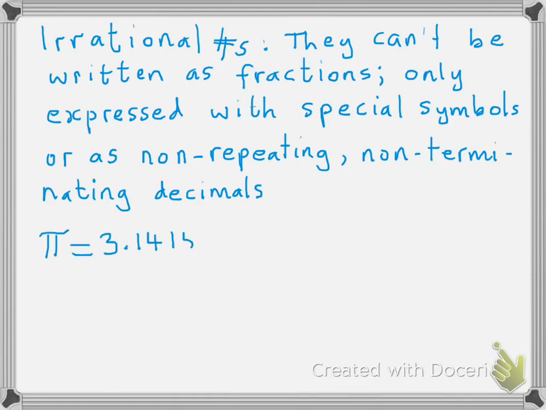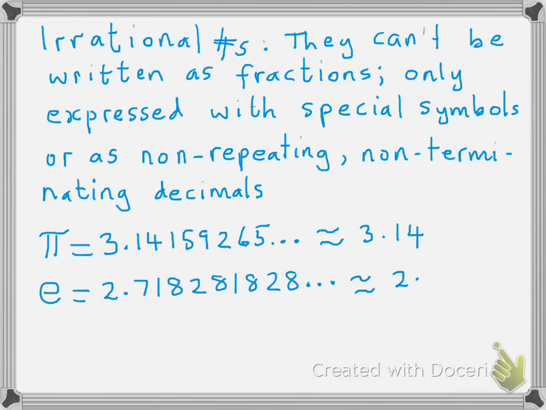You have probably heard of the number pi. That's a good example of an irrational number. It goes on for as much as 1,000,000 decimal places that do not repeat. And you also have the Euler number e, which is also another example. It behaves like the number pi. It goes on for lots and lots of decimal places. It will not terminate and it will not repeat.